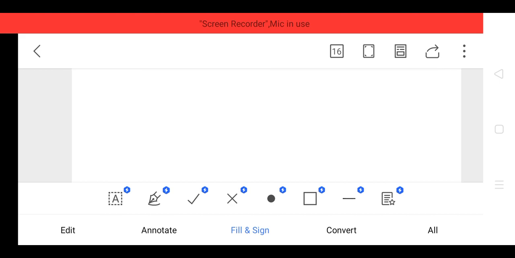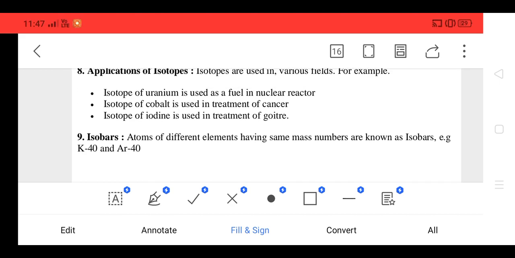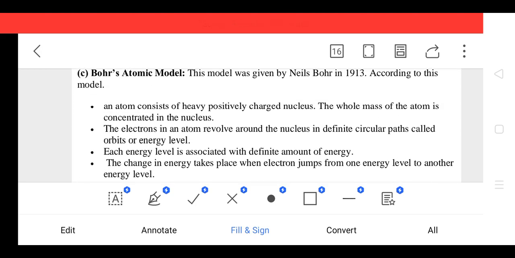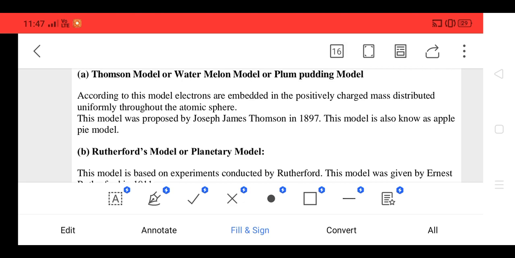So this is all about the brief revision of the class 9 structure of atom chapter.